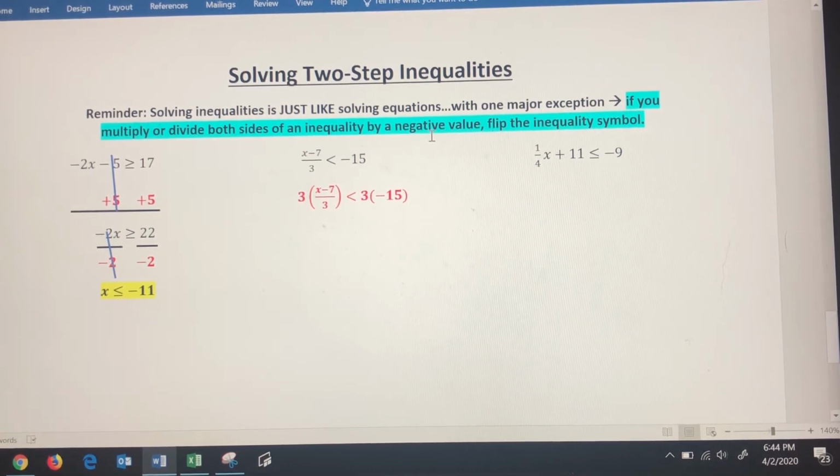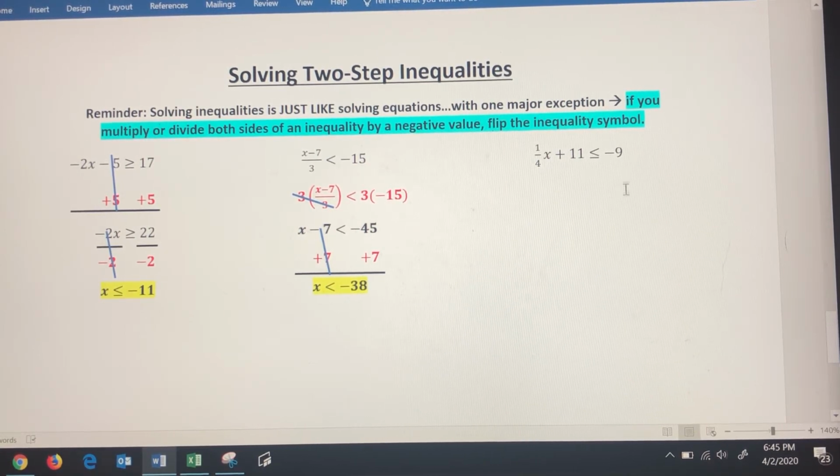On the left, those 3's cancel out. So that leaves me with x minus 7 on the left side, less than 3 times negative 15, or negative 45 on the right side. One last step, I'm trying to isolate x. I want to add 7 to both sides. On the left side, those 7's cancel out. On the right side, I get negative 45 plus 7. Inequality symbol stays the same. So my answer is x is less than negative 38.